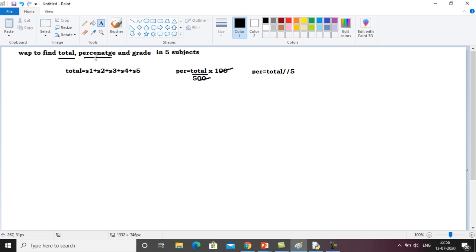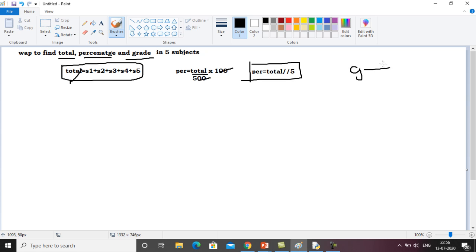Now we have the total with us, and we know the formula for finding the percentage. But there is one more thing that is also given in this question to find, and that is basically the grade. So you have to find the grade also. But over here you can see that in the question, for finding the grade, a complete table is given, and in that table the main base is basically the percentage.